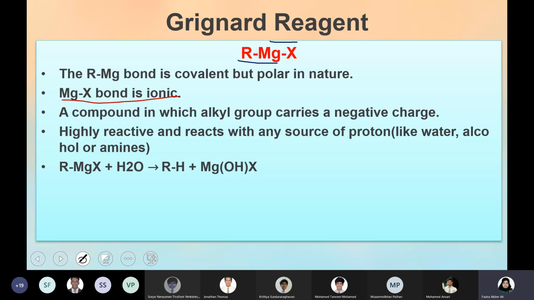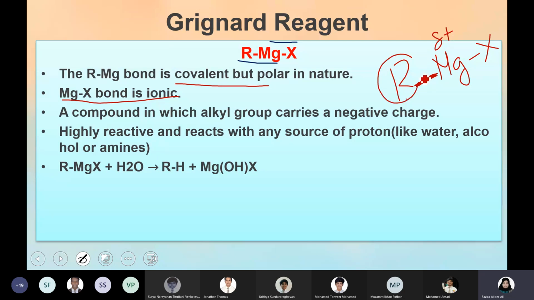And here the R and Mg bond is covalent but polar in nature. It's a covalent bond with some partial charge. For example, if you write R, Mg, X, this is a covalent bond that's not formed by electron transfer. It is formed by the sharing of electrons. But there is some polarity because we know that metals are highly electropositive. So there will be a high positive charge on the metal and the carbon chain, the alkyl group, will have a negative charge. So Grignard reagent is an example where the alkyl group carries a negative charge.